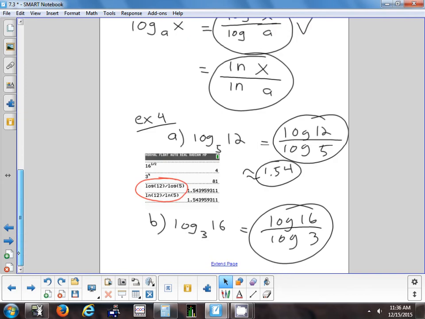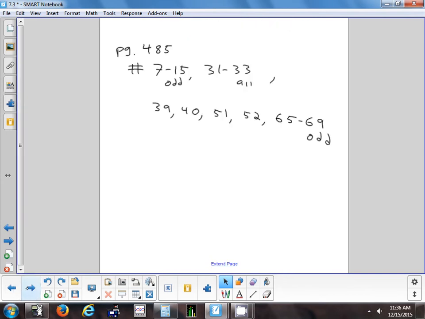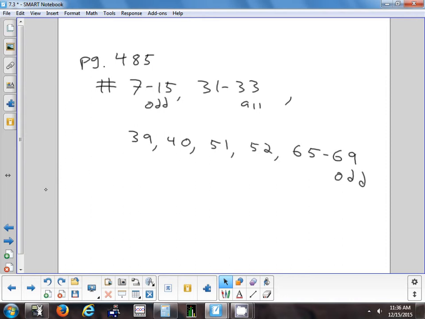All right. So for tonight, homework, it's in 7.3 on page 485. On 7 to 15, I just want you to do odds, 31 to 33, do all. And then 39, 40, 51, 52. And 65 to 69 odd. Okay, we'll go over that tomorrow.